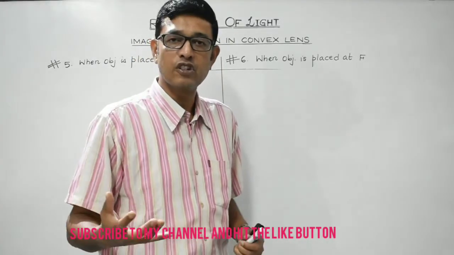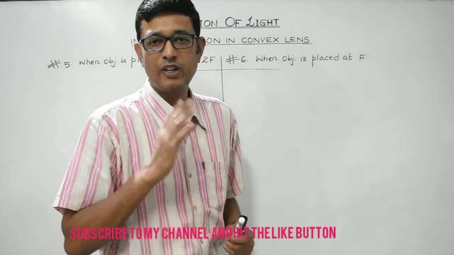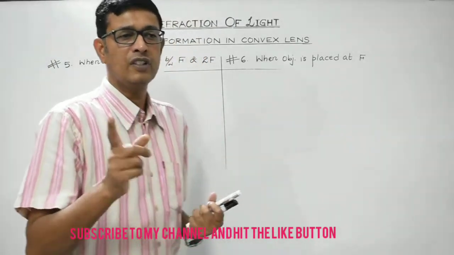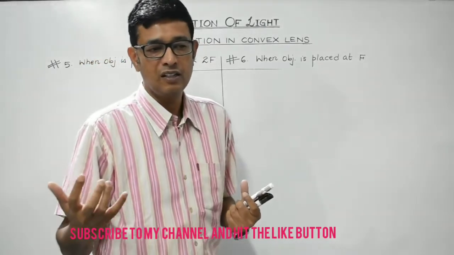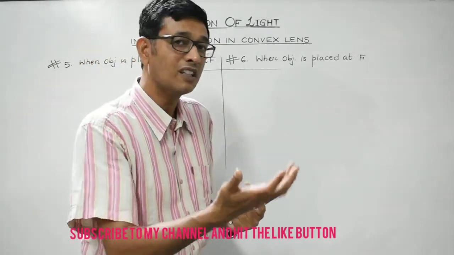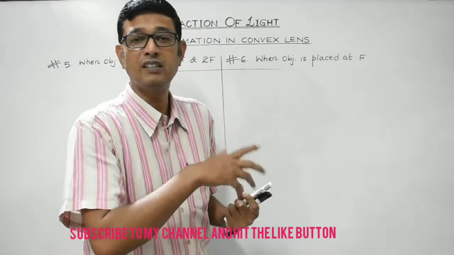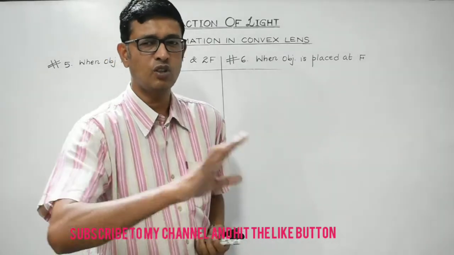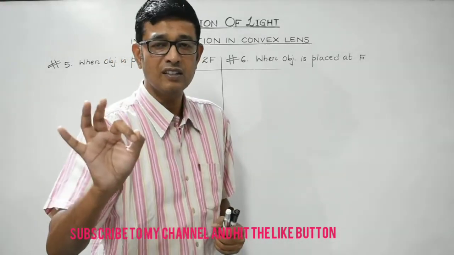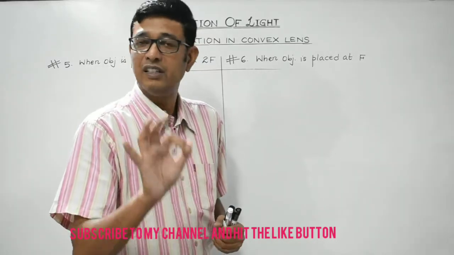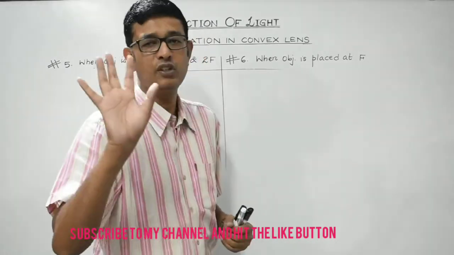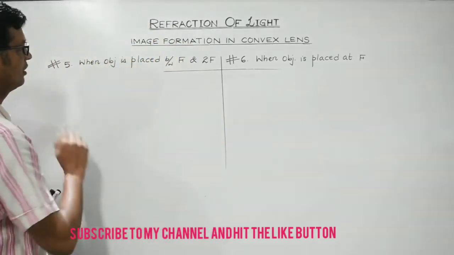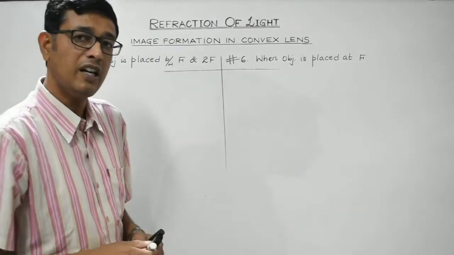In the previous lecture, we have discussed four cases of image formation when an object is placed in front of a convex lens. We have discussed the case where the object is placed at infinity. Then we discussed the case when the object is at a very very far away distance. Then when the object is placed at 2f. And then when the object is placed beyond 2f. We have discussed all the four cases. And in all the four cases, the common point was that the nature of the image obtained in each case was real. So, let's consider the fifth case when the object is placed between f and 2f.